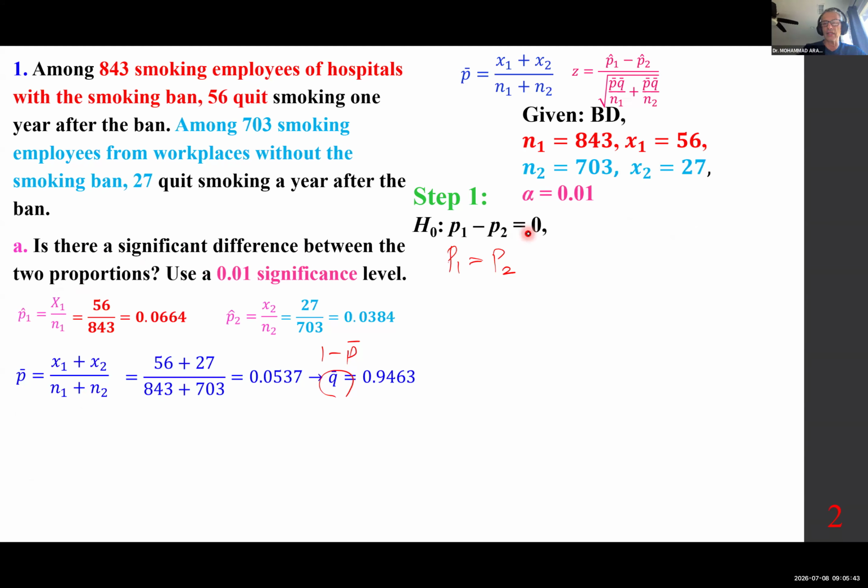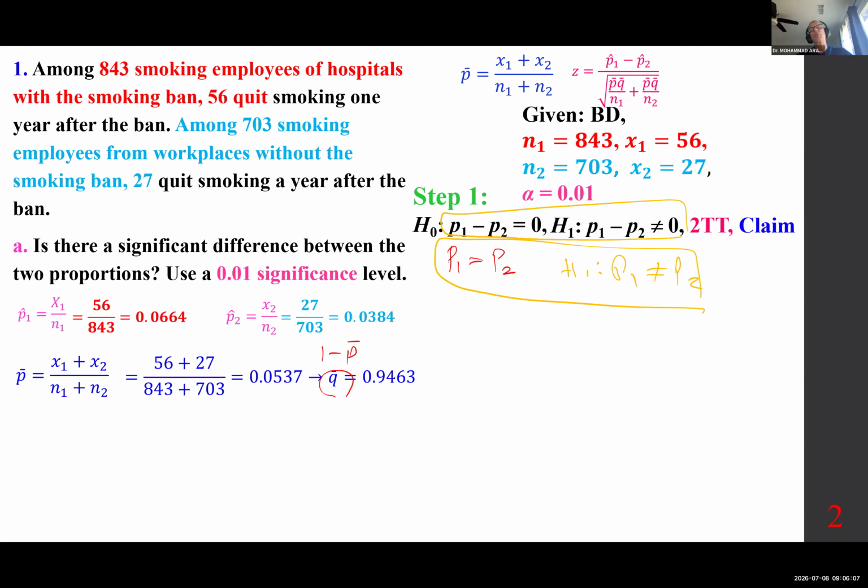And let's make that a claim. You have to figure out what is the claim. So it's a two-tailed test because it's not equal, and that's a claim. By the way, you want to be consistent. Either use this one, or if you use P1 equals P2, then H1 becomes P1 is not equal to P2. So either this one or this one. Don't mix them up. So that's the first step. Either one is fine. I'm going to erase my work and I'm going to move on.